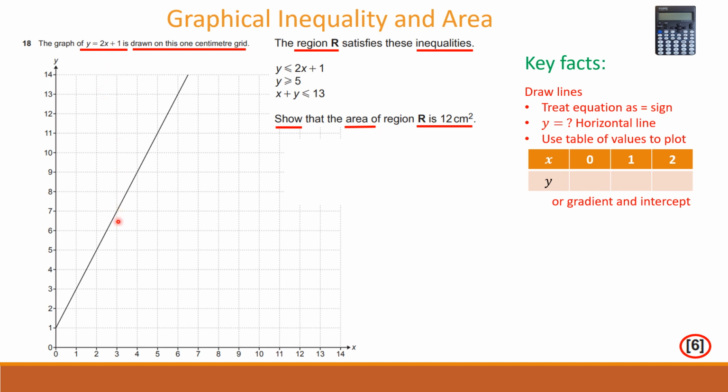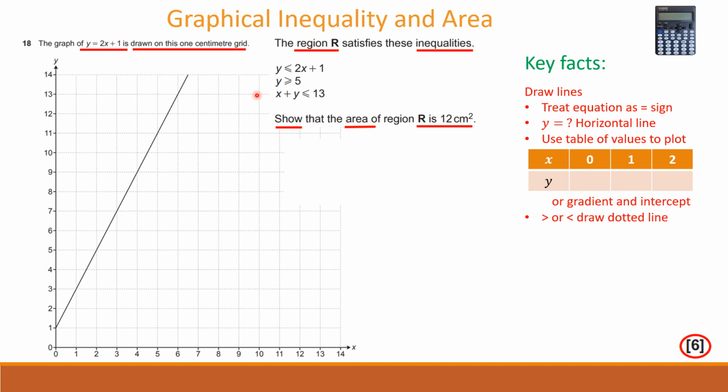So the gradient is the difference in y's divided by the difference in x. So 2 divided by 1 is 2. So the gradient of this line is 2. It is how steep it is. And then it crosses the y-axis at this point here, 1. So if you prefer to think of it as using the gradient and the y-intercept, you can do that on this equation here. Or you could put the values into the table of values. Either way will help you draw this line here.